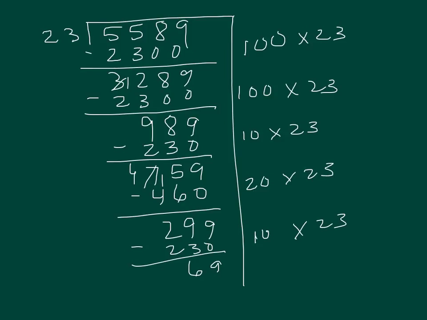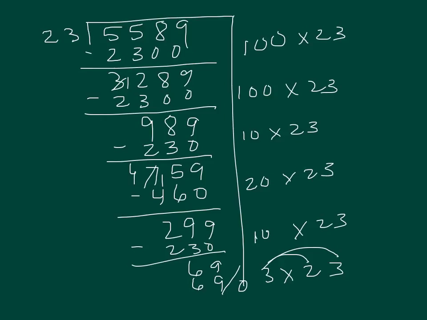And just thinking here, this is about 20. This is about 60. 20 times 3 would give me 60. So I'm going to try 3 times 23. 3 times 3 is 9. 3 times 2 is 6. And I end up with a 0 remainder.